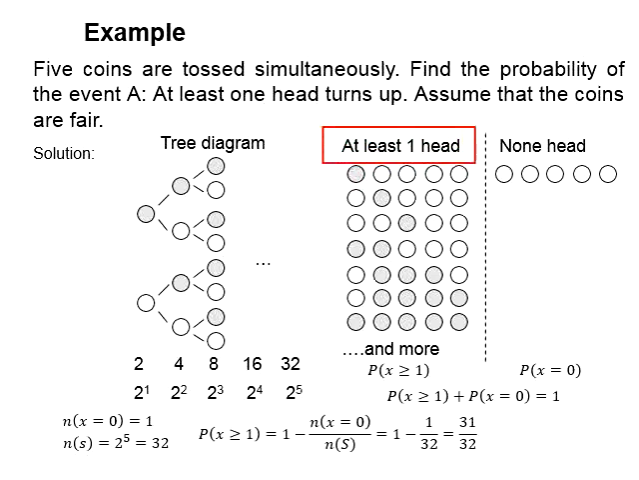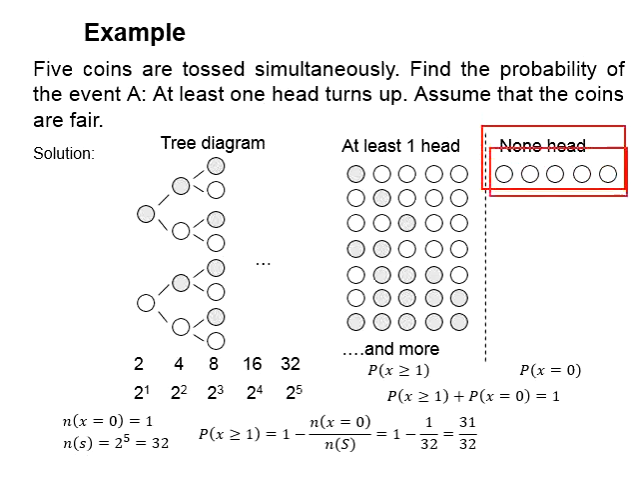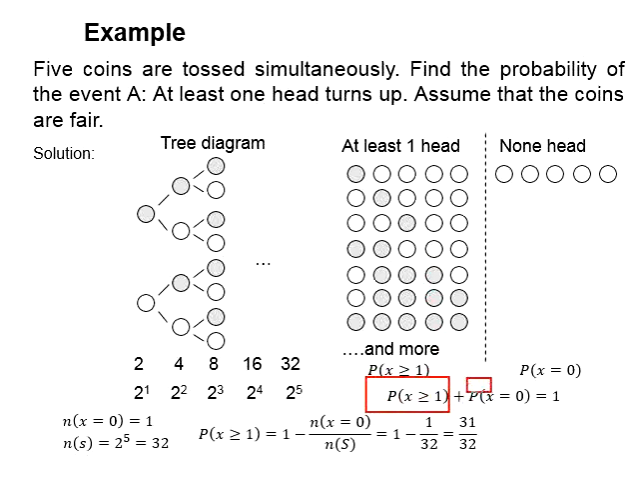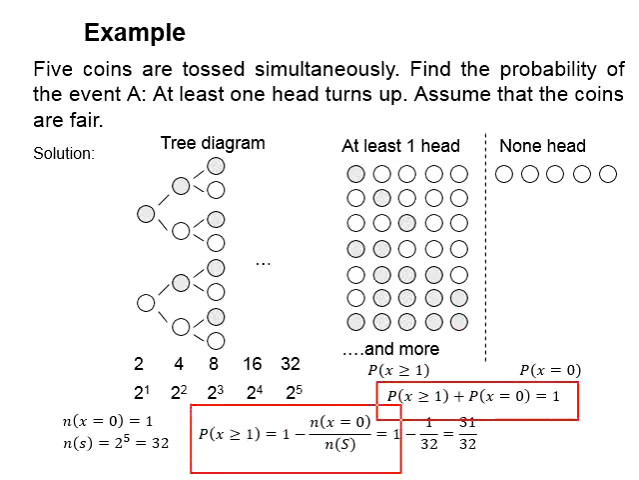With that, we can separate the responses into two main groups, which are explicitly exclusive, between at least one head and no heads obtained from the 5 coins. There will be only one possible outcome when all the coins are tail. With that, you know that the probability of at least one head plus no head will be equal to 1.0. To determine the probability of at least one head turning up, you may rearrange the equation to become 1 minus the probability of no head.